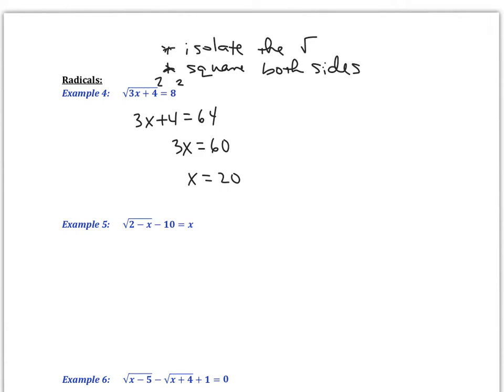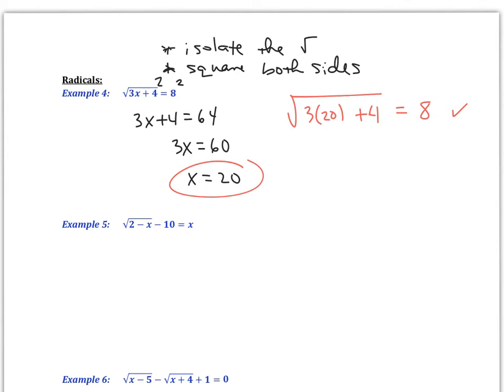All right, so just remember with our equations, we should always plug our answers back in just to see that it works, especially with radicals, because remember, you can't take square roots of negative numbers. Absolute values always have to equal positives. So think about those situations. So in our case, the square root of 3 times 20, which is 60, plus 4 is 64, would be 8. If I took the square root of 64, I get 8. So it does work, okay?